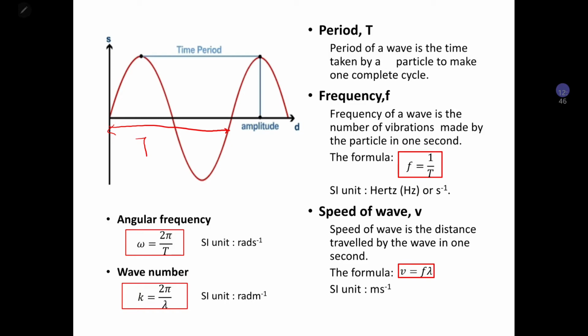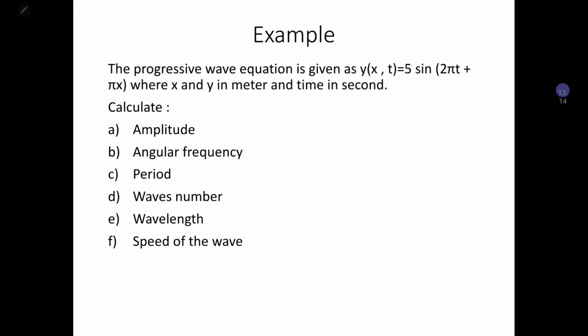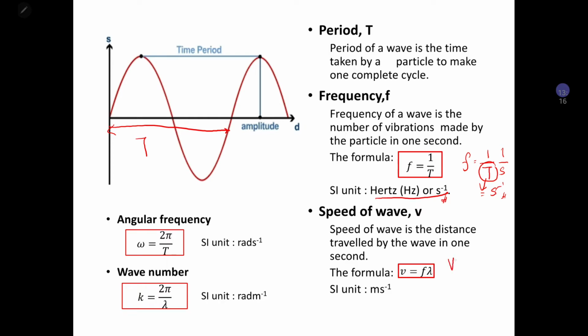Okay. So, frekuensi pula adalah frequency is equal to 1 over T, which is time of one complete cycle. Okay, so the unit for frequency is hertz or second negative 1. Why second negative 1? 1 over time is second, right? So, it will become second negative 1. And the value of speed wave, v, speed of wave. v sama dengan f lambda. f is frequency, lambda is wavelength.